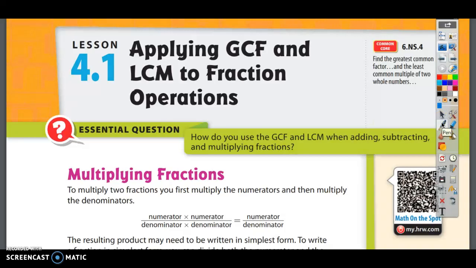Okay, we're on lesson 4.1. It's got a really fancy name. It's called Applying GCF and LCM to Fraction Operations. This video is actually going to be pages 79 and the top of page 80.